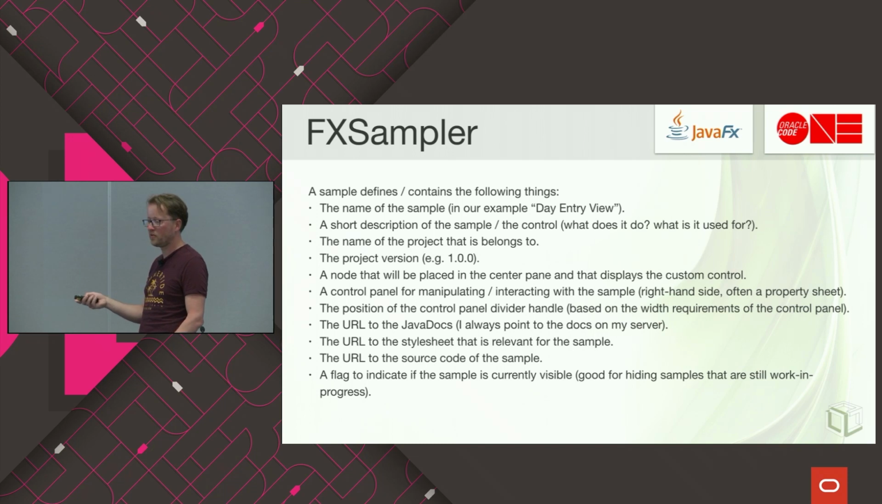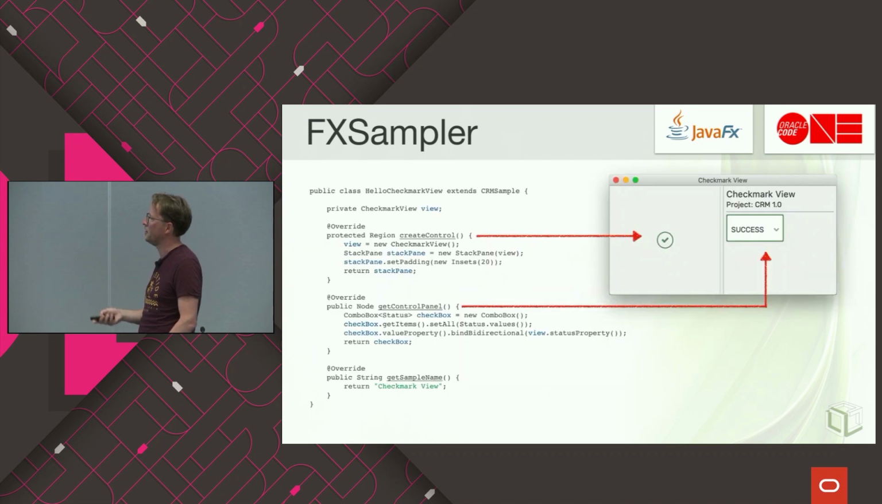So I would highly recommend you create an abstract base class for your samples, and you override most of these methods because they will always be the same, right? They all belong to the same project, they will have the same project version, so you should do that. And if you do that, then most of your samples will roughly have this size, okay?